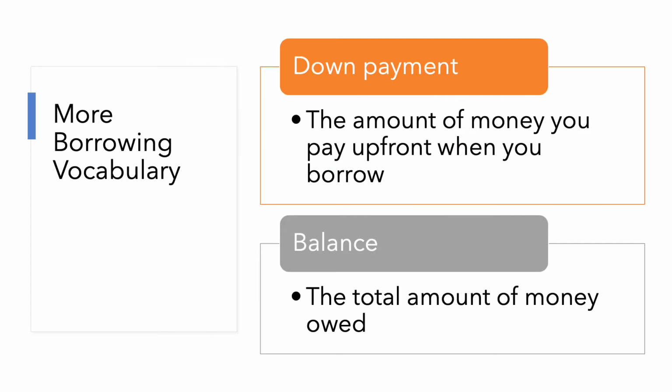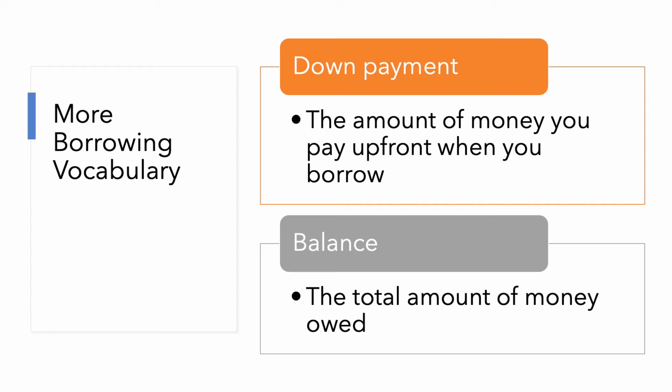Some other vocabulary is the down payment. As I said, you can put some money down, whether it be 10%, 20%, 30% down. You put that money down in advance and then you borrow the rest of it. Anything else that you are borrowing and that you owe is going to be your balance.